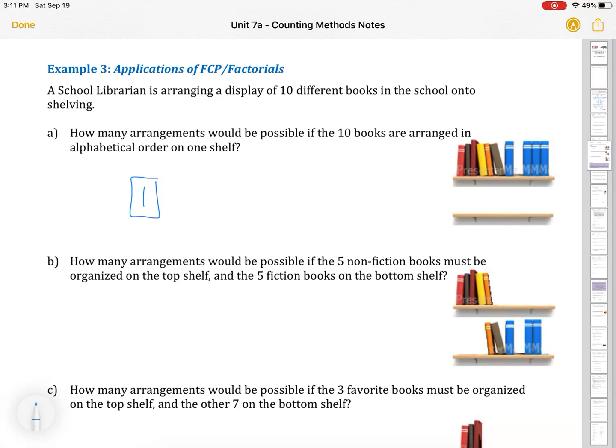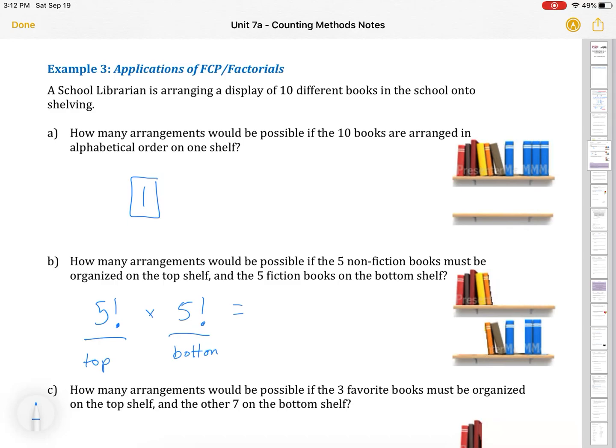How many arrangements would be possible if the 5 non-fiction books must be organized on the top shelf and the 5 fiction books on the bottom shelf? So I've split them up 5 and 5. I've given no other criteria, just you can arrange them any ways. So on the top shelf, it would be 5 factorial, because you put 1 in, then the second, then the third, then the fourth, then the fifth, so 5 factorial. So this would be the top. And then on the bottom shelf, I'd also have 5 factorial.